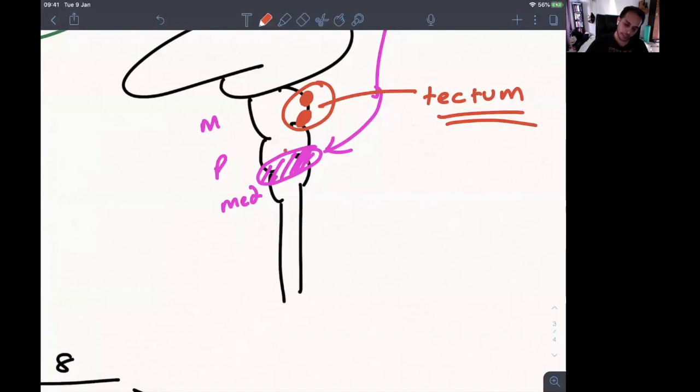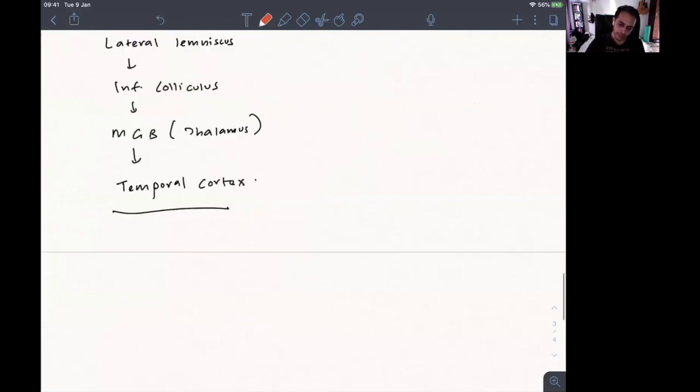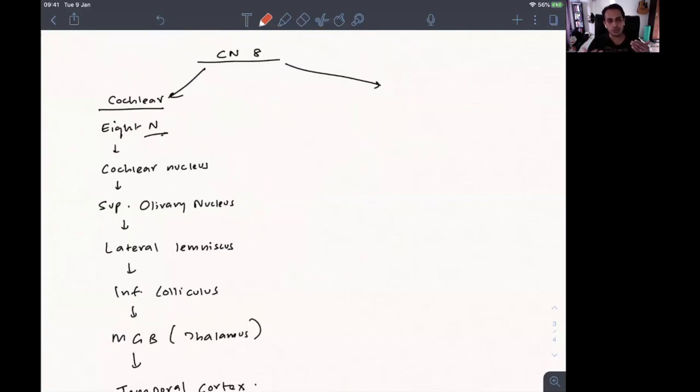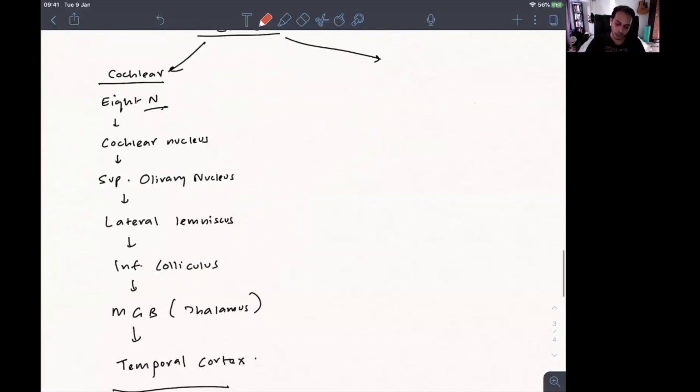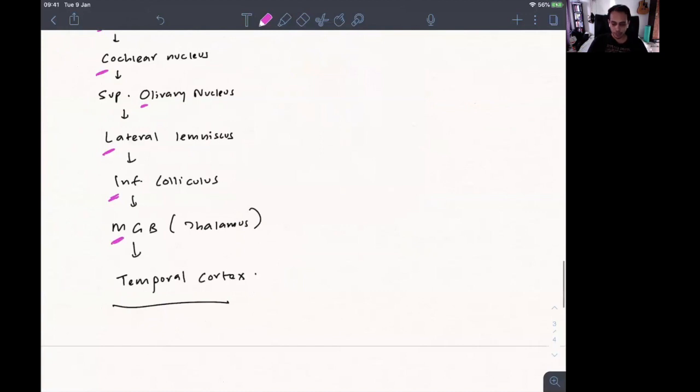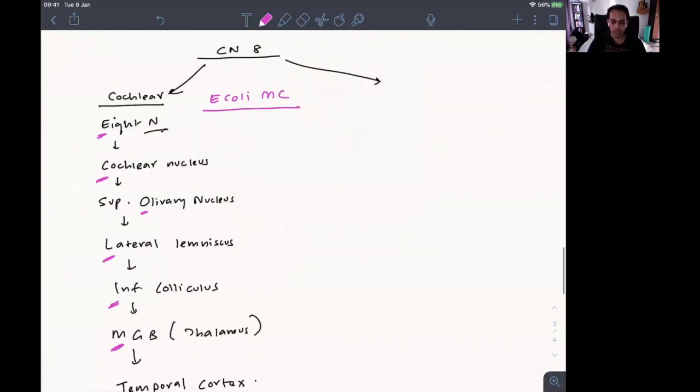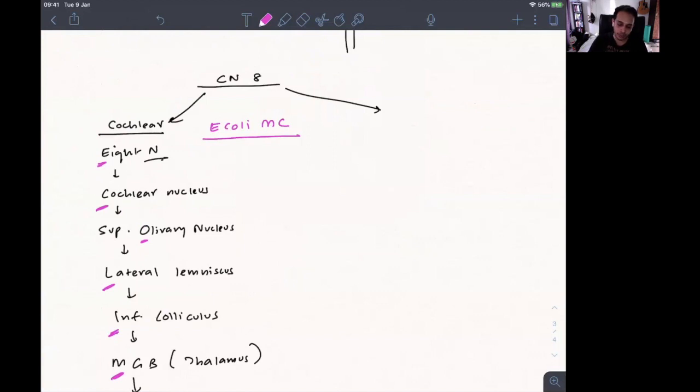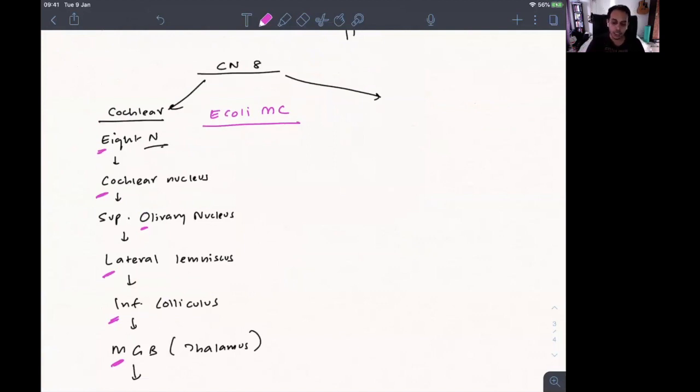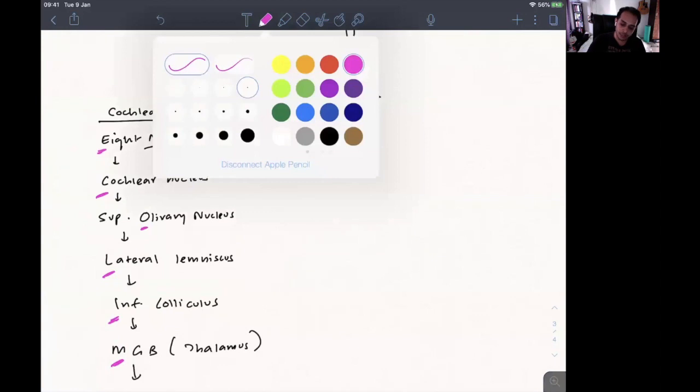Your auditory impulse also goes to the inferior colliculus. There is a mnemonic that you can use to remember this pathway of the cochlear nerve, and that is called E. coli MC. E. coli MC is 8th nerve, cochlear nucleus, olivary, lateral lemniscus, inferior colliculus, medial geniculate body, and cortex. So E. coli MC is a mnemonic that you can use to remember the pathway of the cochlear part of the 8th nerve.